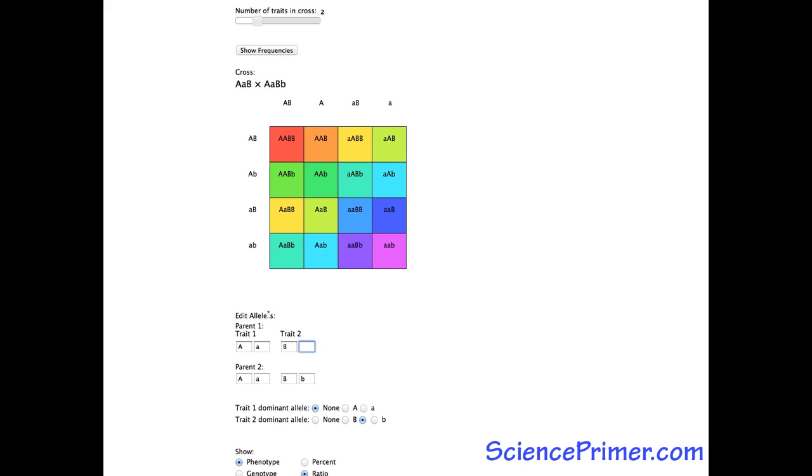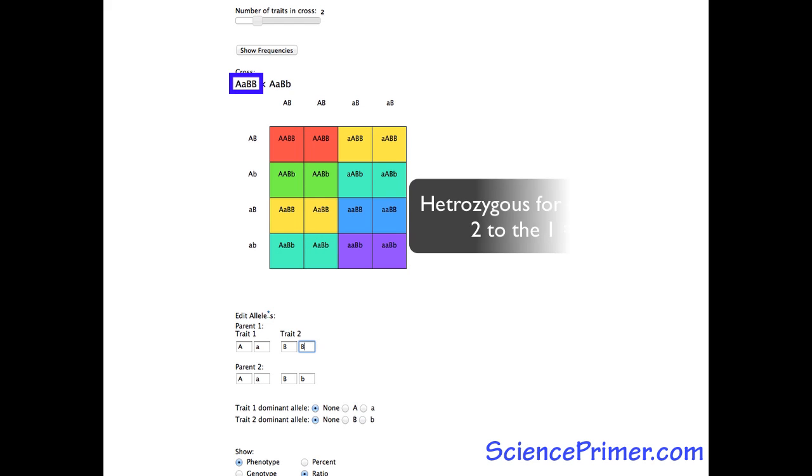If one of the parents is homozygous for 1 or more traits, a Punnett square still contains the same number of boxes, but the total number of unique allele combinations is only 2 raised to the number of traits for which the parent is heterozygous.